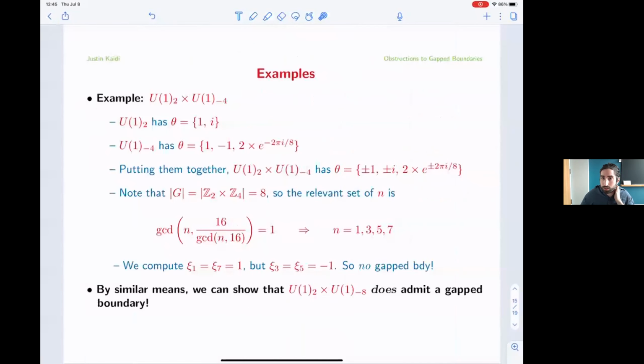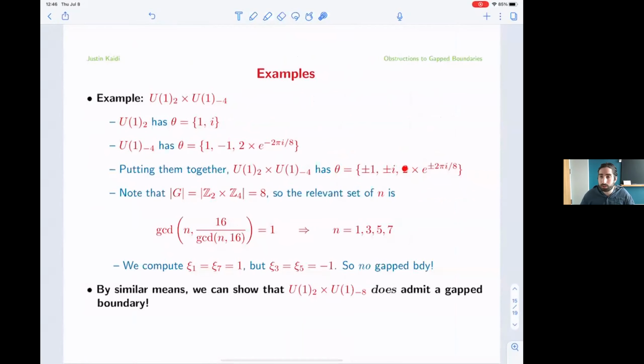So the first step is we identify the spins, because at some point I have to sum over the spins. So U1 level 2 turns out to have this set of spins. U1 level -4 has this set of spins here. And if we put them together, we get this set of 8 spins here.